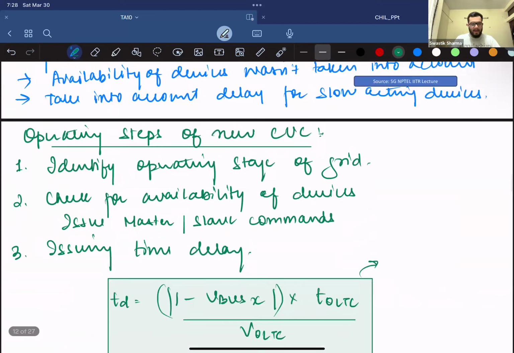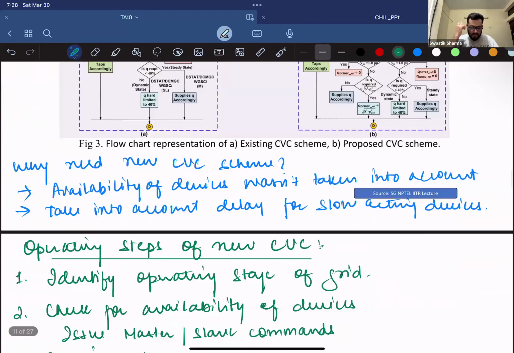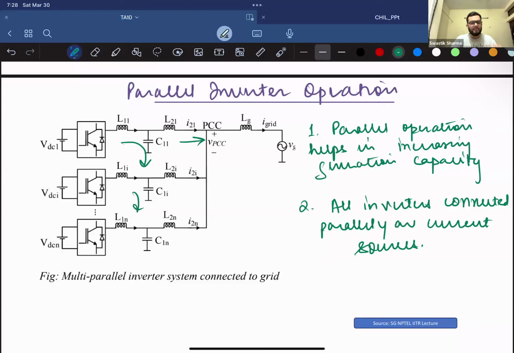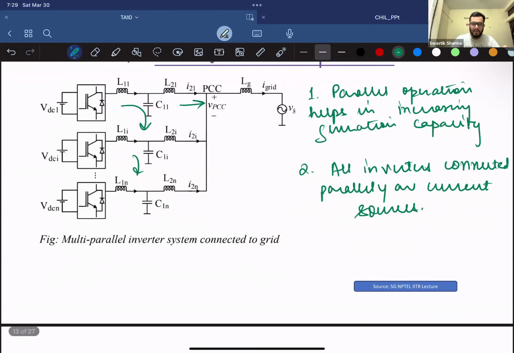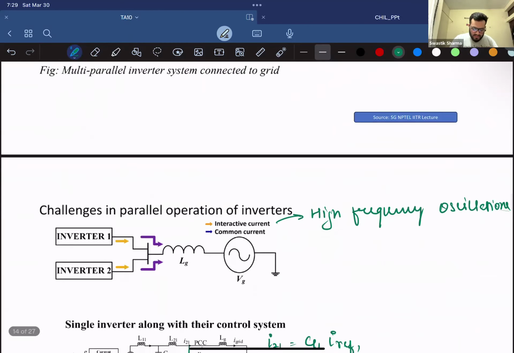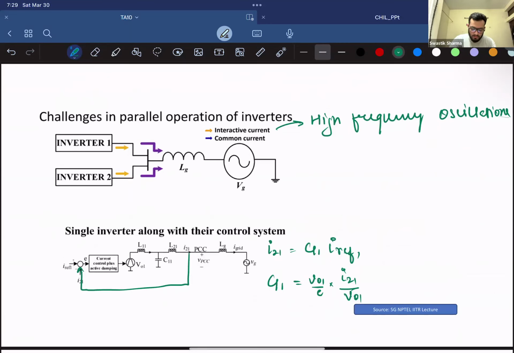After that, we discussed parallel inverter operation, where we discussed why parallel operation is needed: we want to increase the generation capacity from all the available PVs or wind plants, and we can just interconnect them by connecting them all in parallel, and all connected inverters behave in a current controlled manner. So we talked about the challenges in parallel operation of inverters.